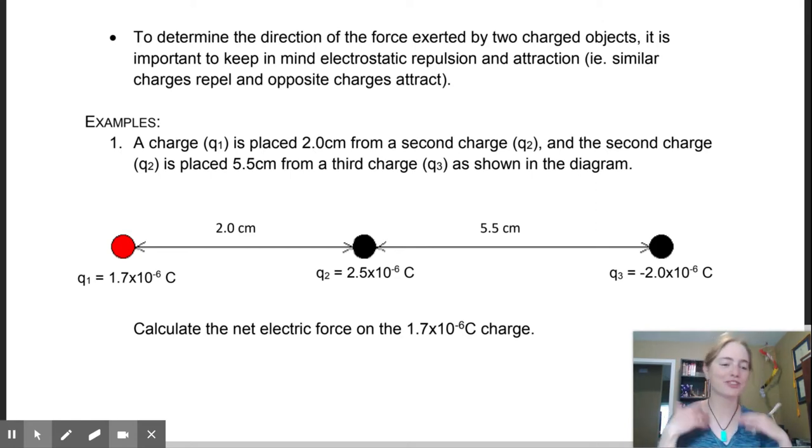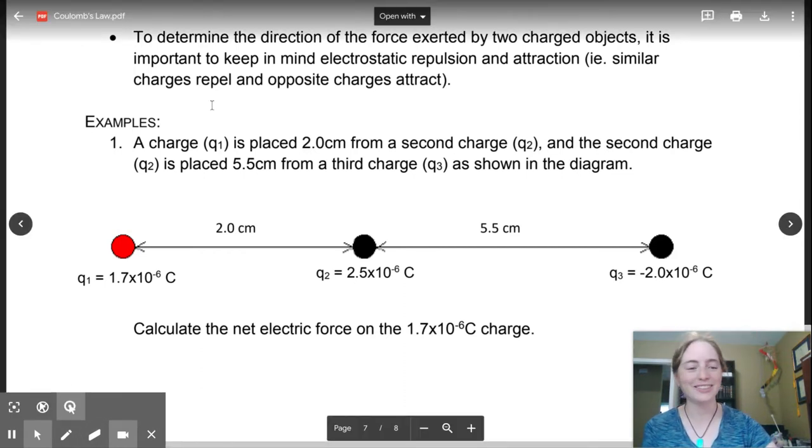Ladies and gentlemen, this is very similar to what we did last year with net gravitational forces. When you have two masses acting on each other, now we're going to have two charges acting on each other, or I guess three charges, I should say. If you want more of a brush up on that general concept from last year, go back and re-watch those Newton's universal law of gravitation and gravitational fields videos. Ladies and gentlemen, let us begin.